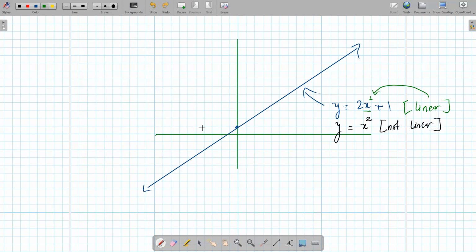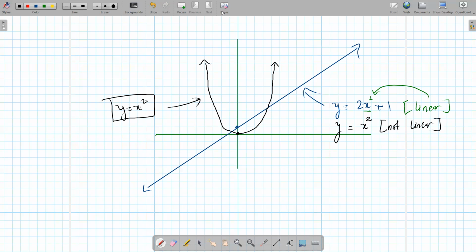So it's going to look something like this. You're going to have to bear with me. It looks pretty nice, actually. It looks like a U. There you go, like that. And this is y equals x squared. How does it look like that?